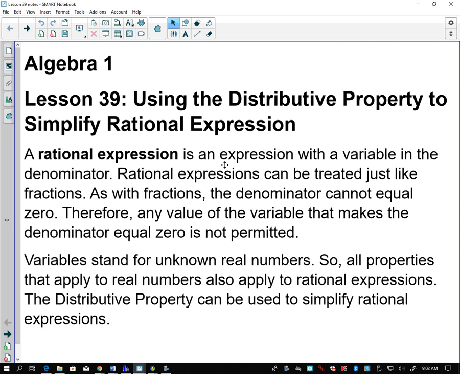As with fractions, the denominator cannot equal 0, right? We understand no matter what our fraction is, if I divide by 0, my calculator is going to freak out and say error, does not compute, something crazy. We can't divide something by nothing, okay? Therefore, any value of the variable that makes the denominator equal to 0 is not permitted.